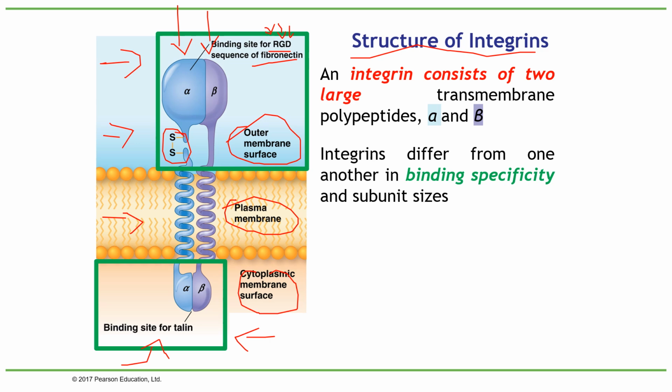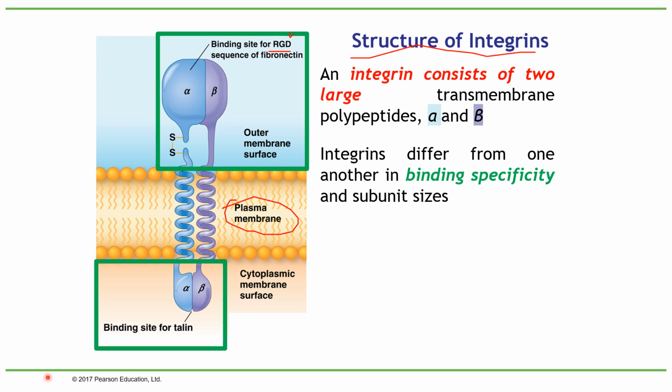So here, you have the two binding sites. On the top, you will see the binding site that attaches to the extracellular matrix, and below you will see the one that attaches to the linker proteins that later attach to the cytoskeleton inside of the cell.